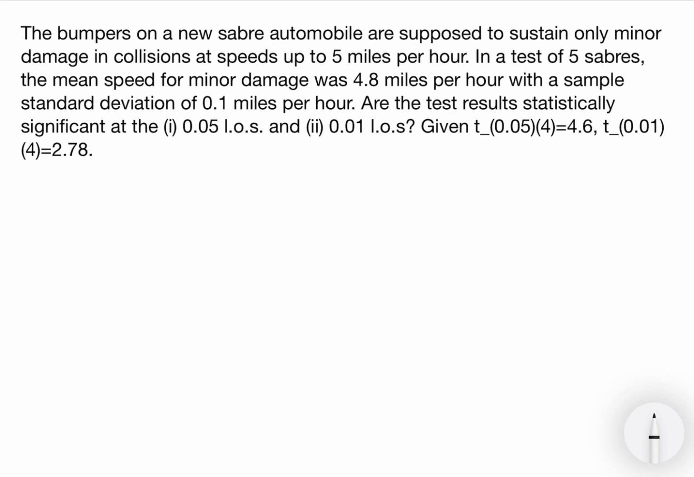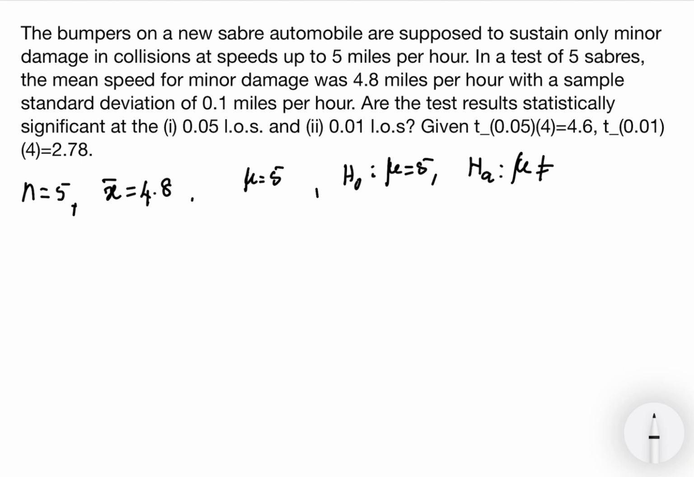So let us write down what is given. Here they are telling us that they are testing 5 Sabres, so n is equal to 5. And it gave the sample mean of 4.8, so therefore x bar is 4.8. But in the general population, the speeds can go up to 5 miles per hour, so mu is equal to 5. So let us write the null hypothesis. The null hypothesis is mu equals 5, and the alternate hypothesis is mu not equal to 5.